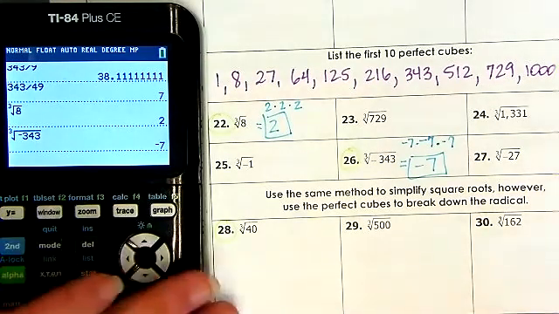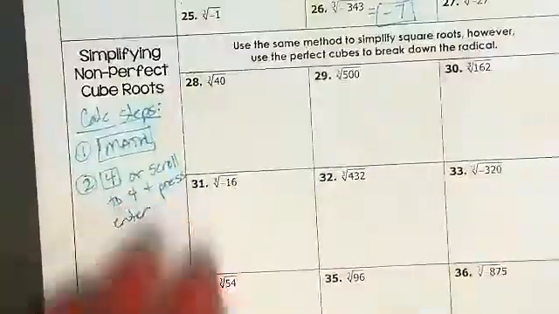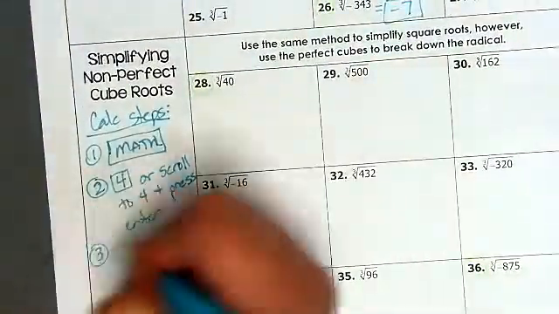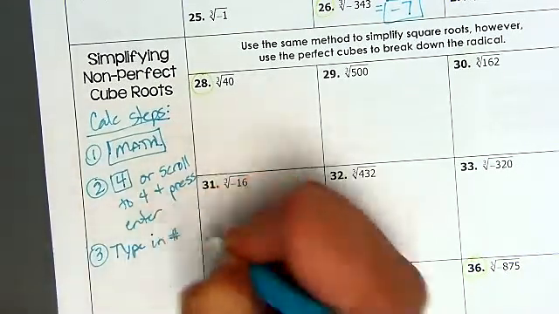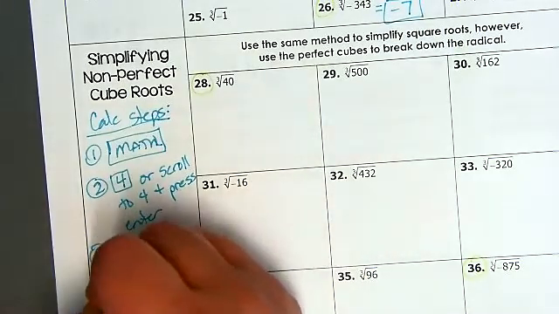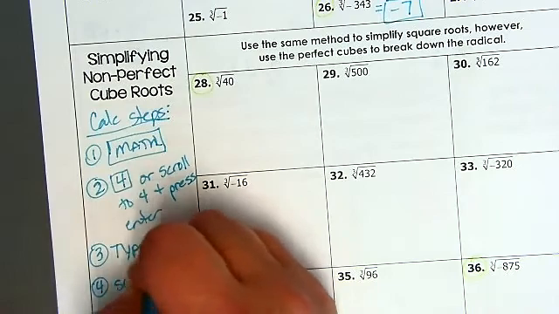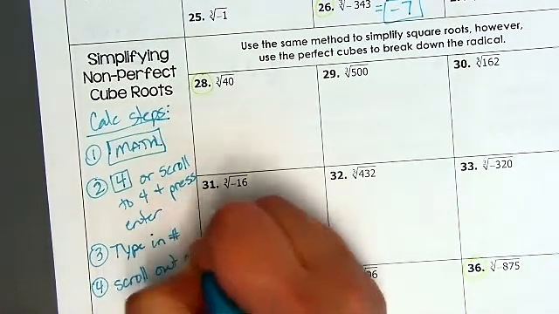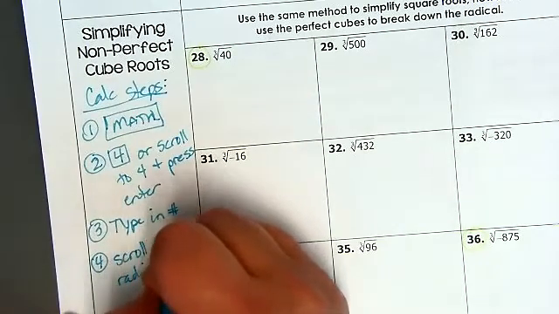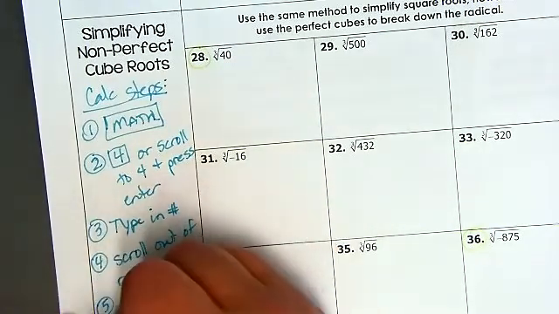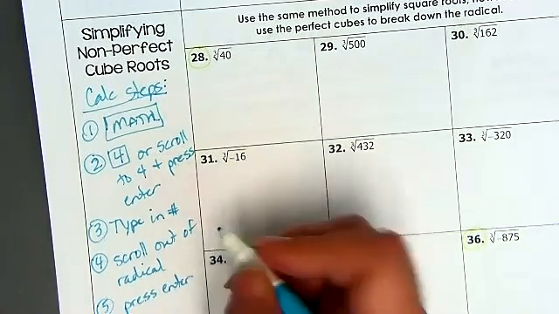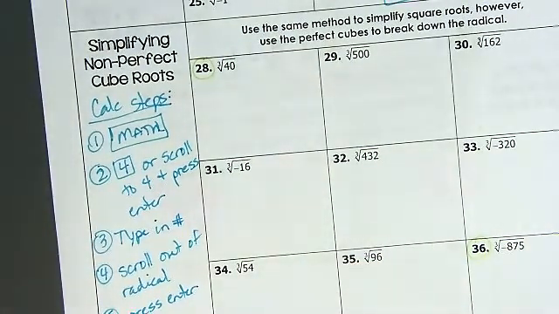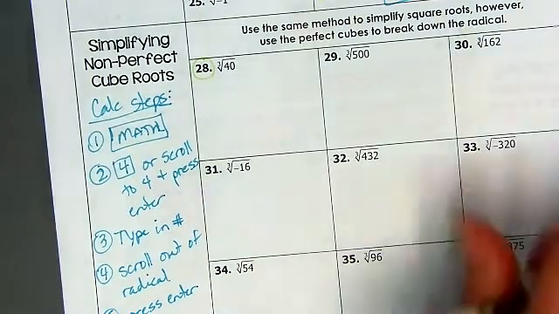Moving right along, step 3: type in the number. Step 4: scroll out of the radical. Step 5: press enter. I wrote those calculator steps up here.